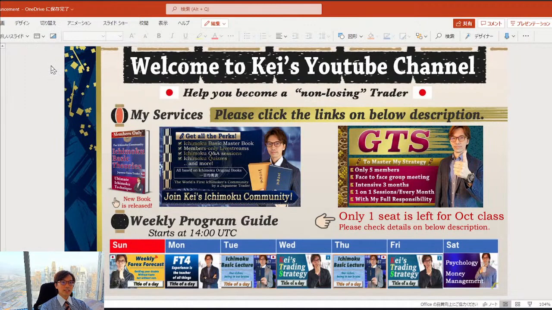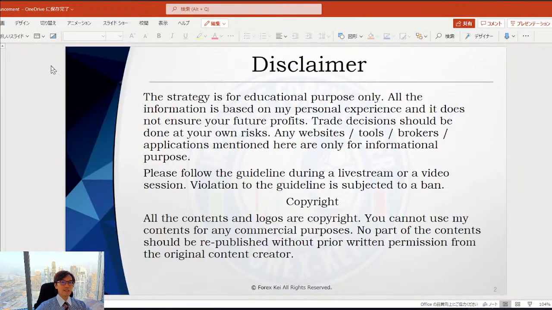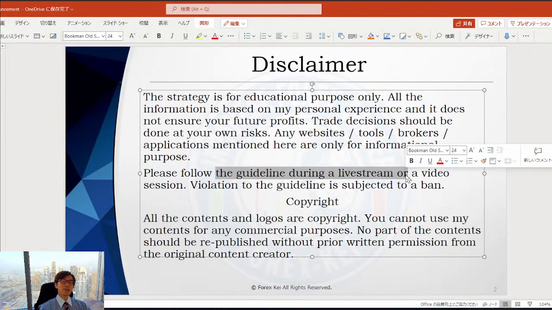So before starting here, just a quick disclaimer. This information today is basically based on my own understanding. So when you take trades, please do at your own risk. And if you can follow the guidelines, rules in this live stream, that would be great because after all, we're all here to learn.